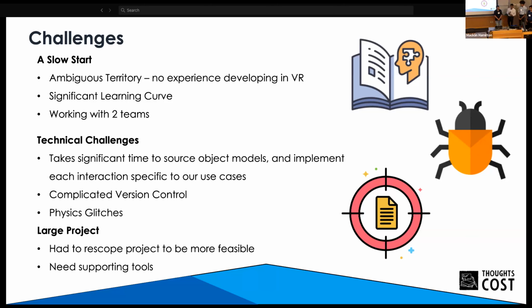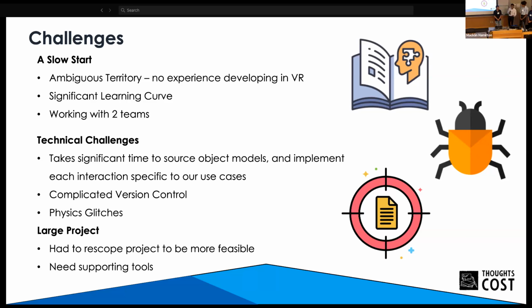For technical challenges, again, we had to source all the object models, and so we really had to go online and do a lot of research to understand which models could fit our needs. And then we had to implement every single different interaction between those different assets so we can use them for our specific use cases.